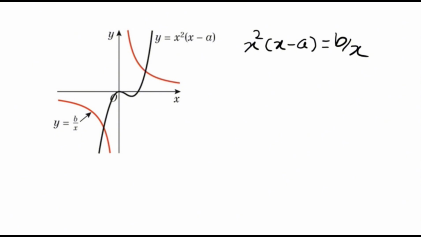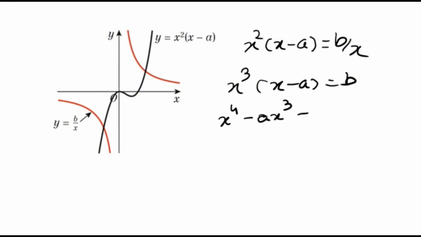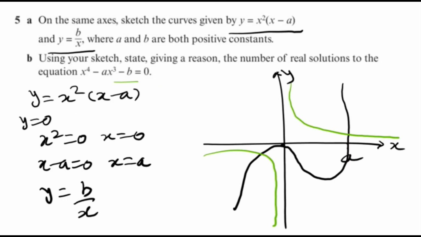When you simplify, take x to the left hand side, so x cubed into x minus a is equal to b. Expand the bracket: x to the power 4 minus a x cubed minus b is equal to 0. So this is our required equation. As you can see, x to the power 4 minus a x cubed minus b is equal to 0. So we proved it. This is the equation we can use to find the real solutions for this graph.